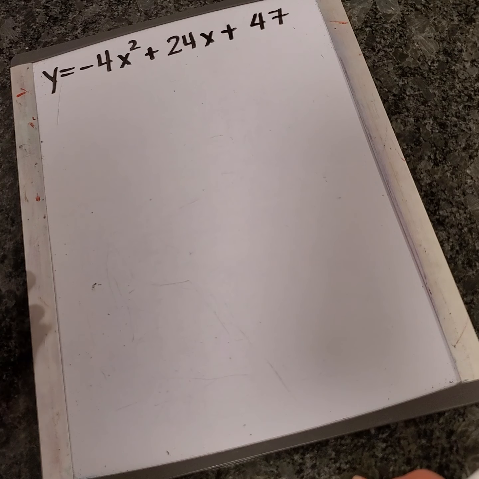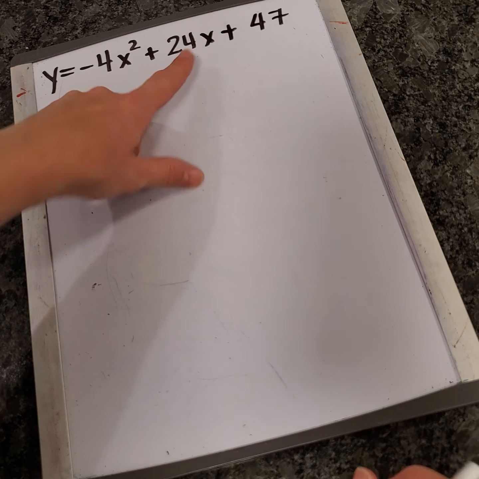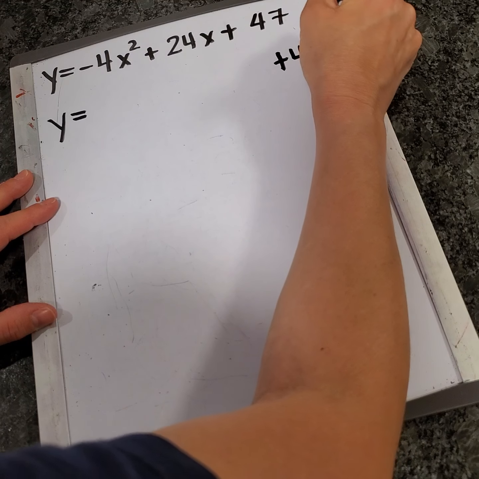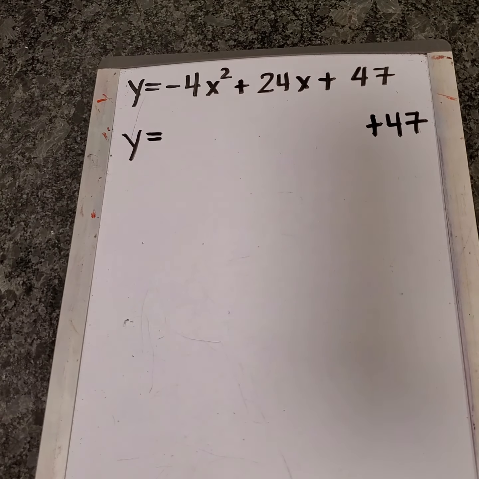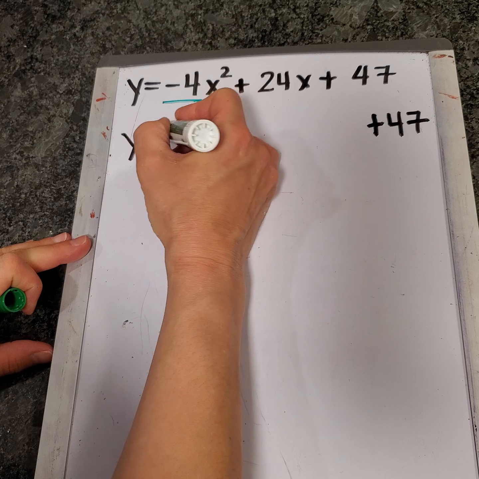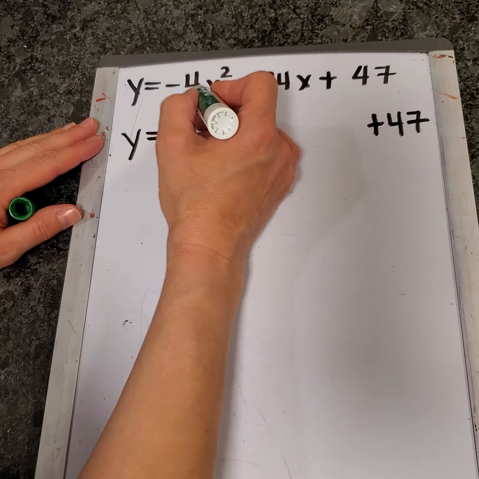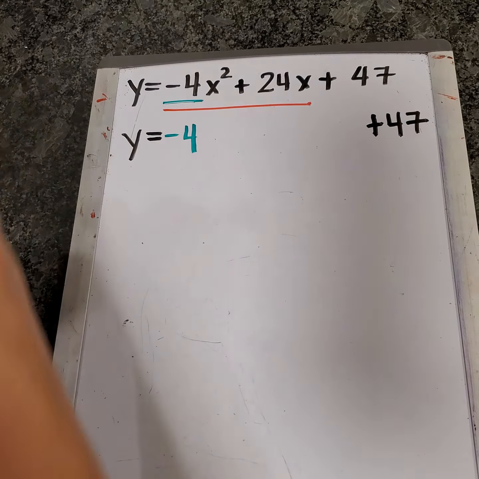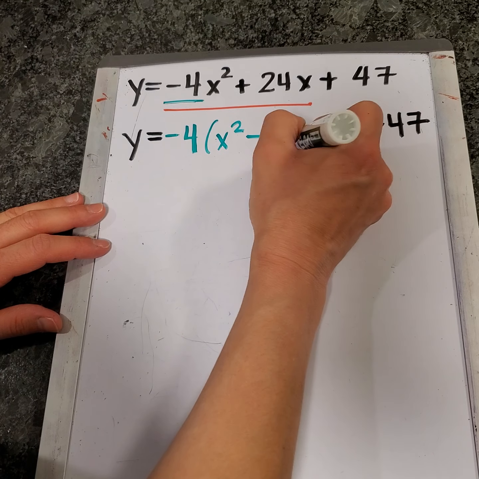What you're going to do is factor the coefficient of x squared from the first two terms. So what I'm actually going to do is recopy this because I don't need it yet. Can you see that? There we go. Factor the coefficient of x squared. So the coefficient of x squared is -4. I'm going to factor it from the first two terms. If I divide both of these terms by negative 4, I am left with x squared minus 6x in the brackets.